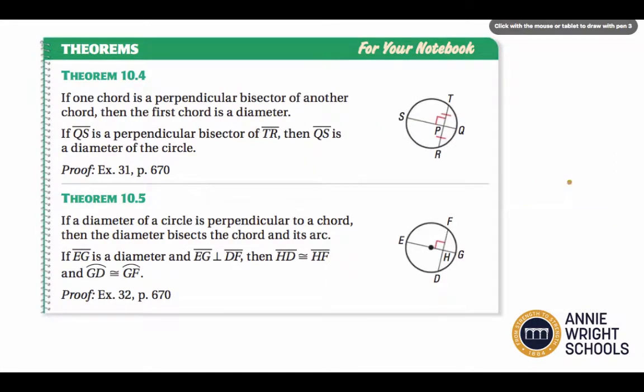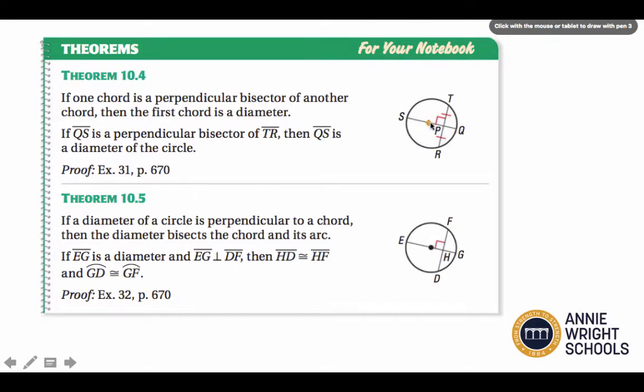Some other interesting theorems we can prove with chords. If one chord is the perpendicular bisector of another chord, then that chord must be the diameter. So that one's kind of interesting. The other one says, if a diameter of a circle is perpendicular to a chord, then it bisects that arc, and then it bisects that chord. So these are kind of related about how chords work, that any diameter drawn perpendicular to a chord will bisect it.